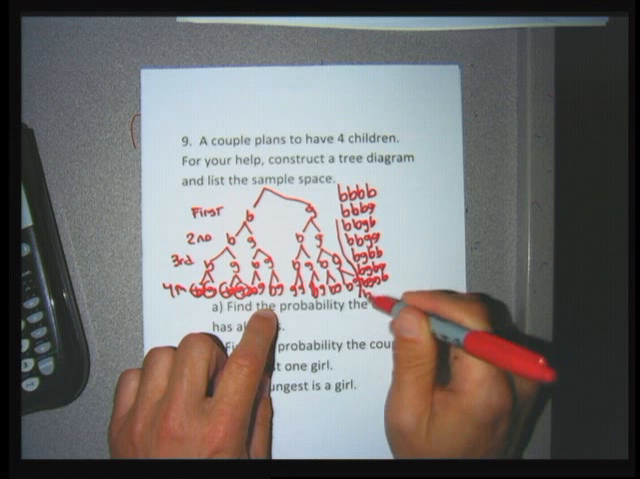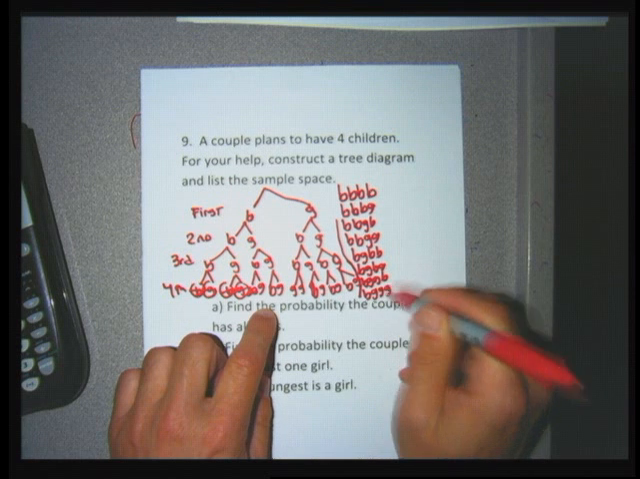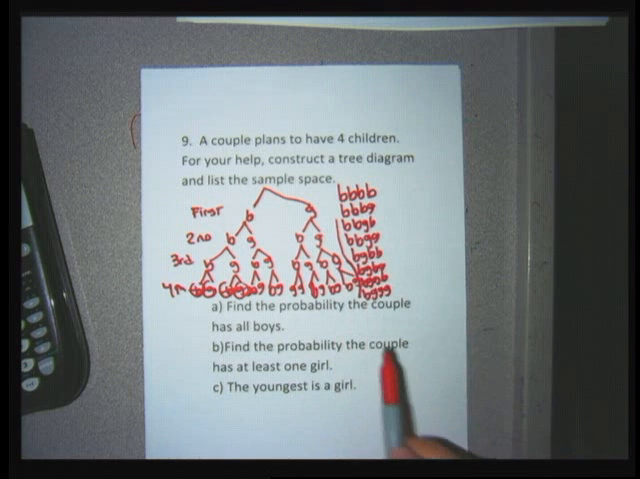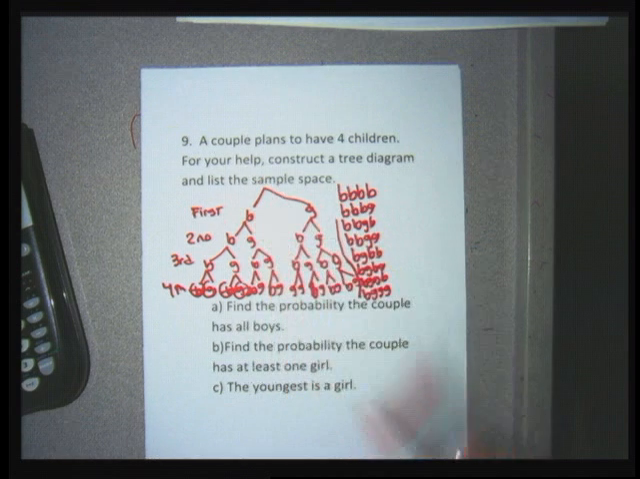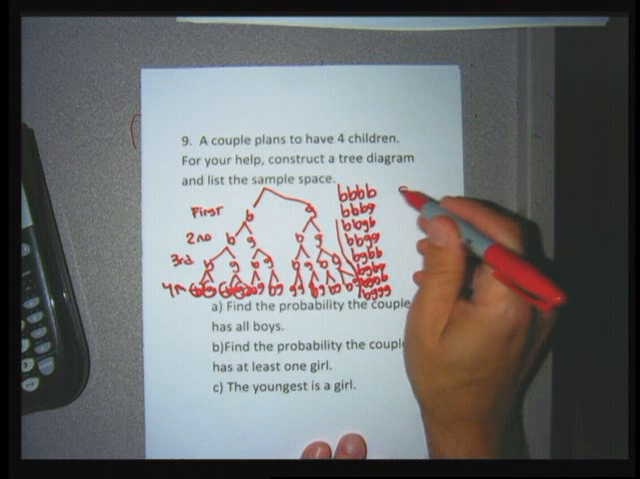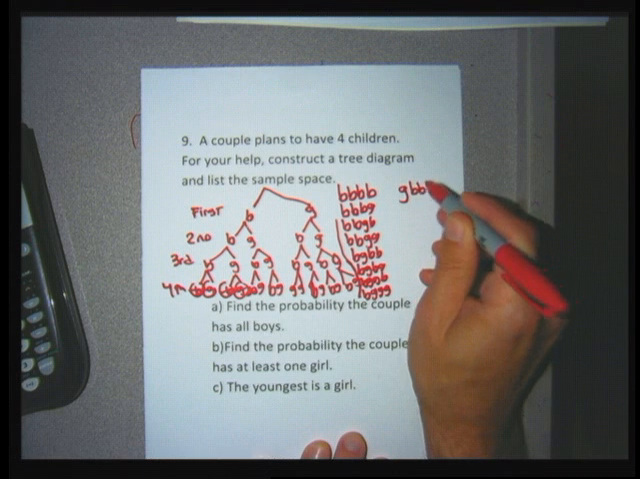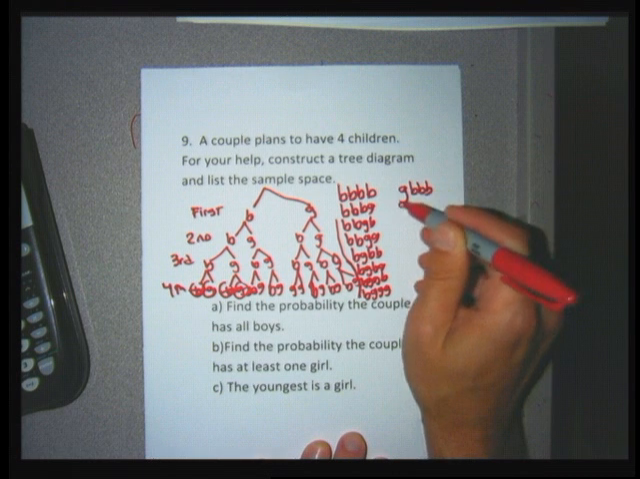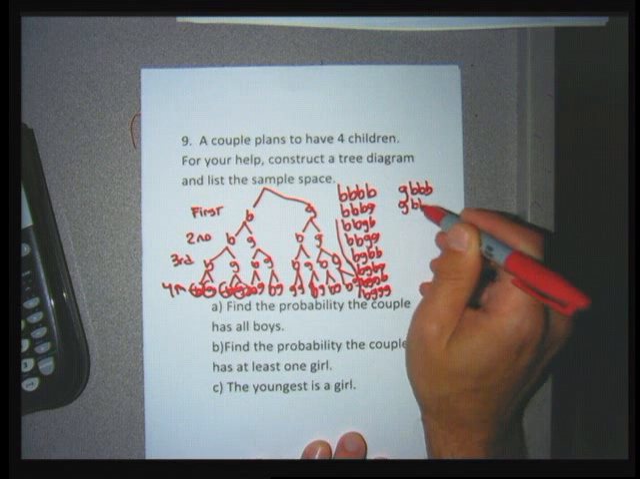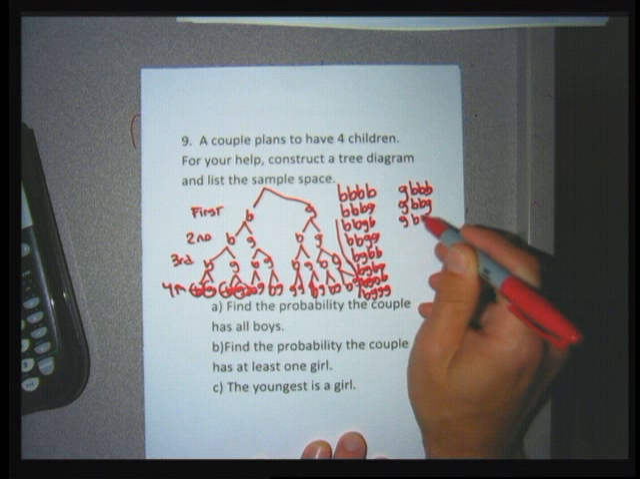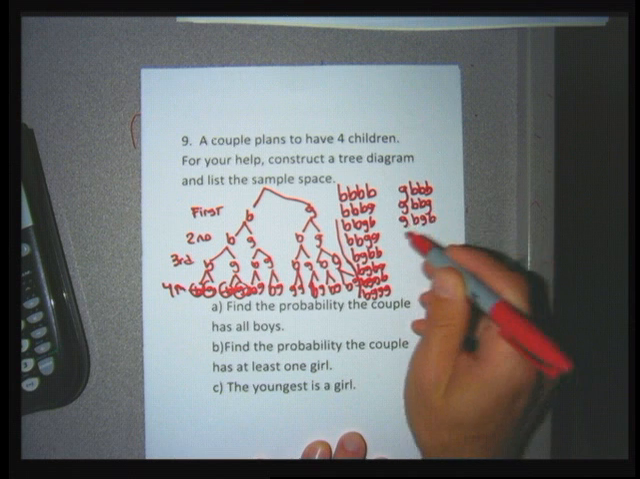And then boy, girl, girl, girl. The nice thing about the second branch is it's going to give me almost the same sample space as the first B did, except the first thing is going to be a G. So I'm just going to cheat a little bit, and next to each element that I've written, I'm going to write essentially the same thing, but I'm going to change the first child to a girl.